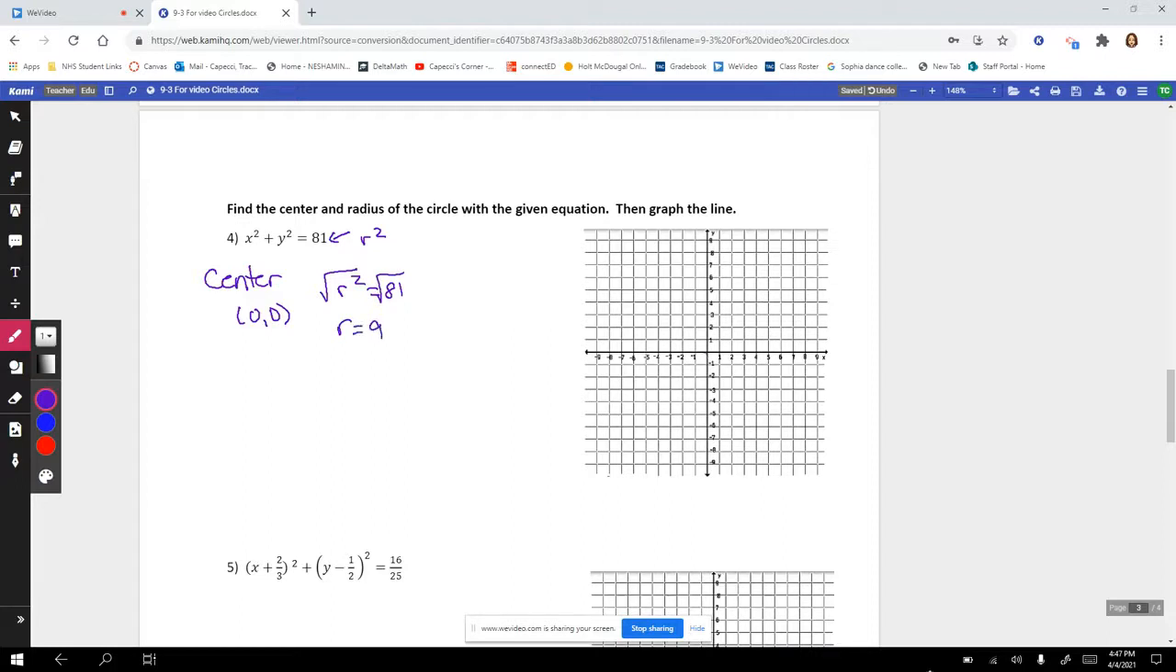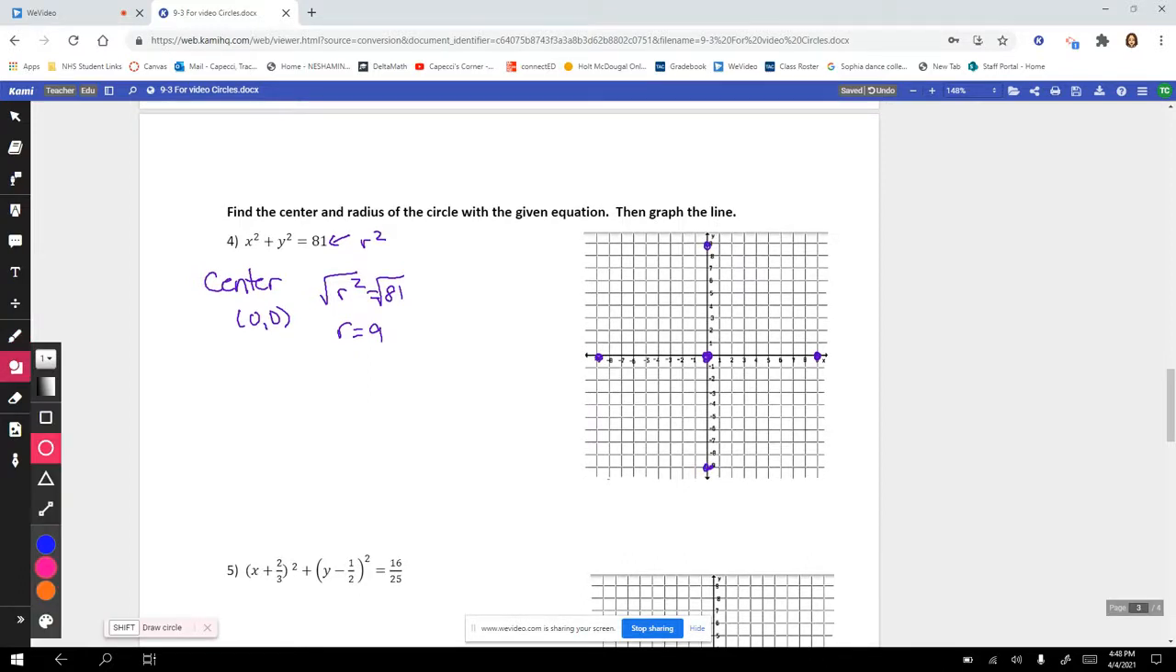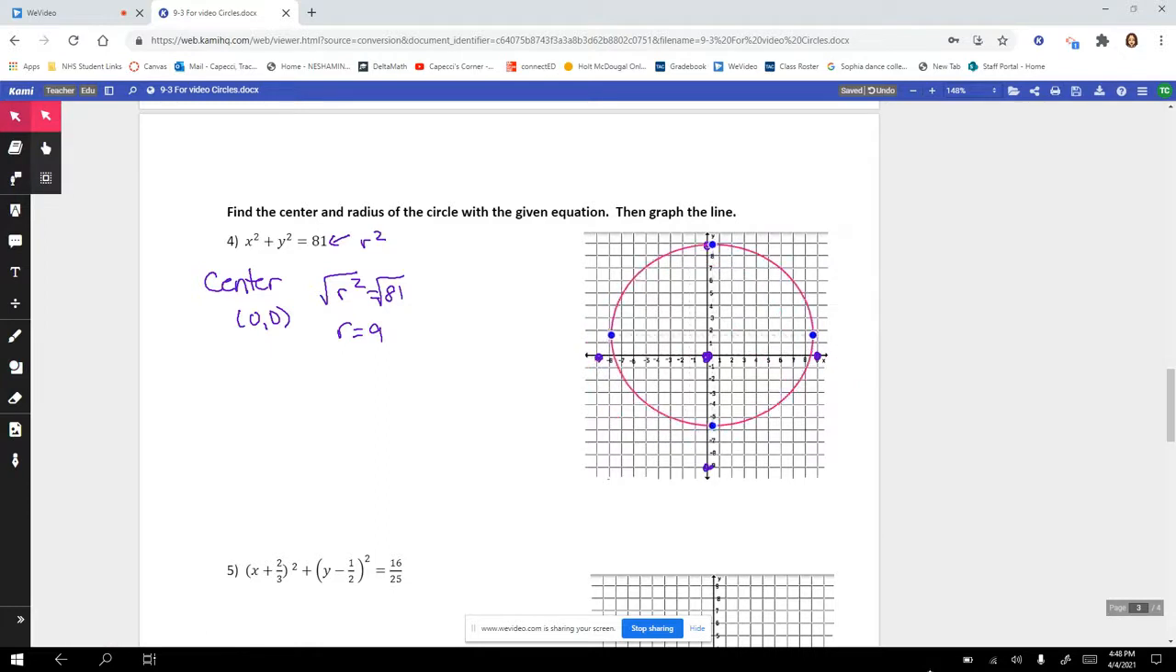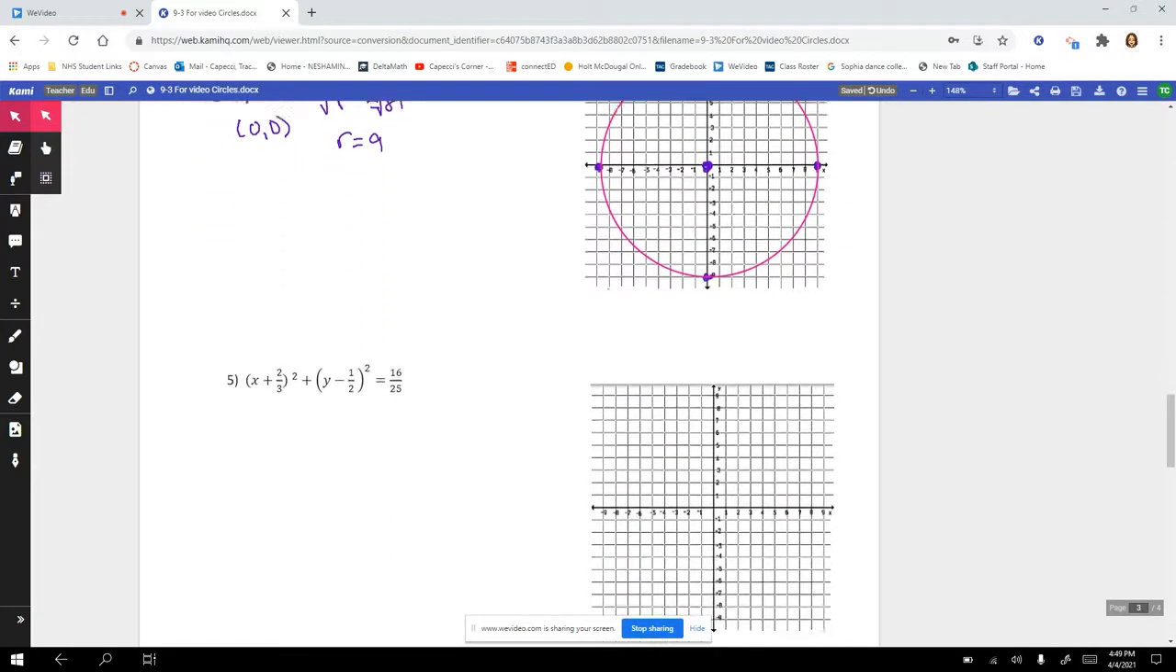So let's start with my center here at 0, and my radius is 9. So it means I'm going 9 in every direction. So I have 9 here, 9 here, 9 here, 9 here. All right, now we're connected, and we're going to see how this circle is created. So let's play around with this tool a little bit. Let's bring this out. All right, there's our circle. Pretty good. All right, let's look at the next one, number 5.